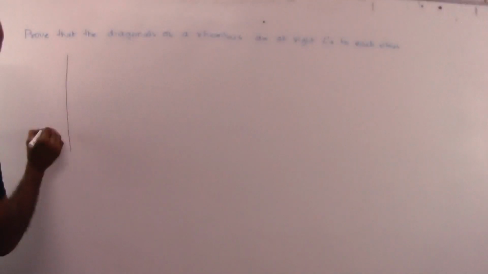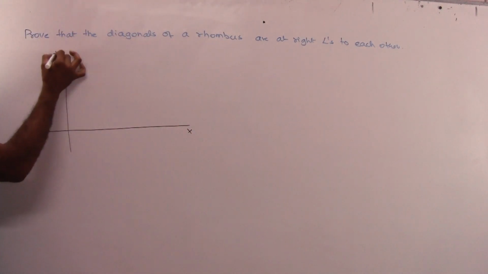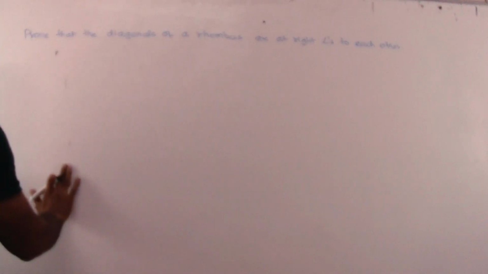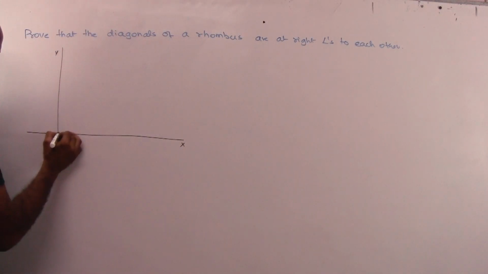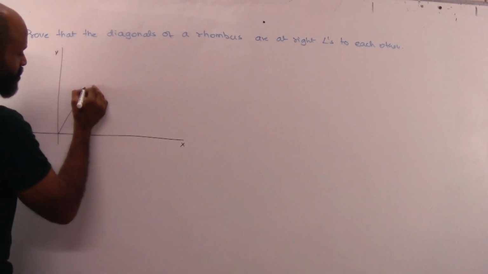Let's take the y-axis here. Let's take the x-axis here. So we are taking the y-axis here and the x-axis. I'm sorry, it's not a straight line. This is basically the x-axis, and let's draw a rhombus here. So let's say this is a rhombus.